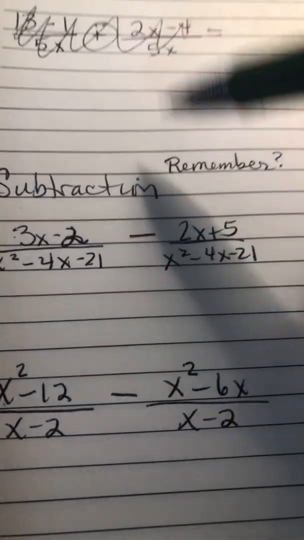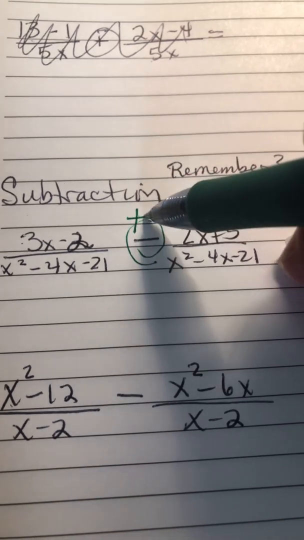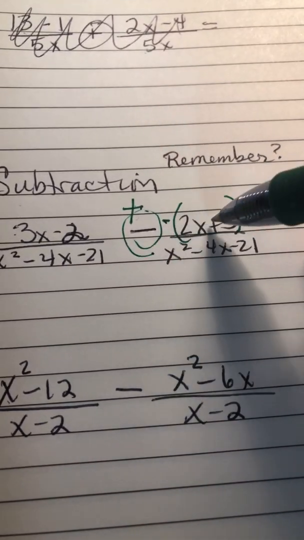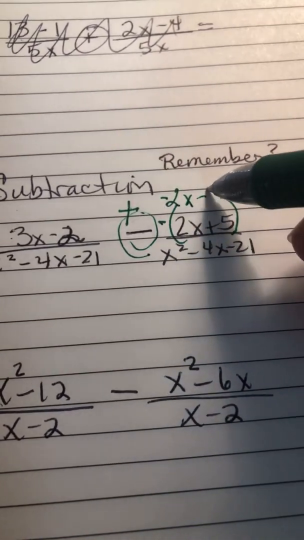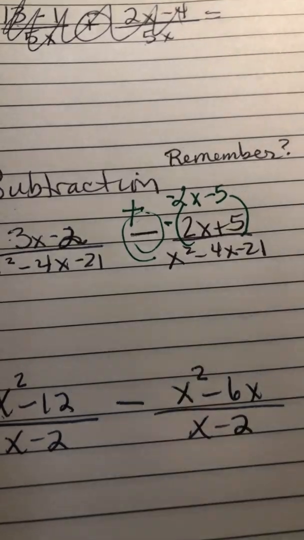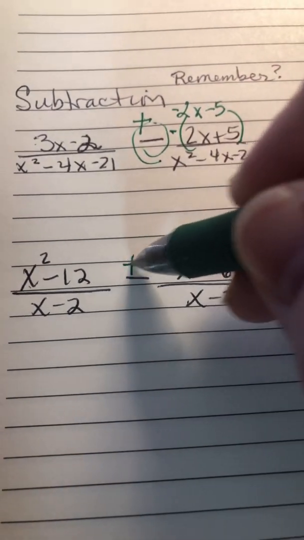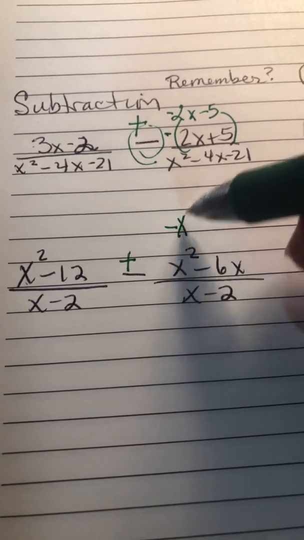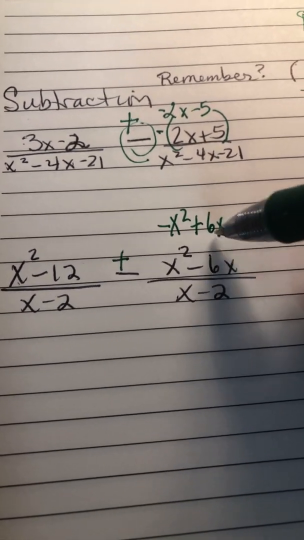And so here we have subtraction. So let's call it addition, and then change the signs of the second set. Make everything in here the opposite. So this is going to be thought of as 2x minus 5 instead. Or like this one down here. And we're going to change it to addition, and this is going to be thought of as negative x squared plus 6x, to start with. And that's one way to do it.